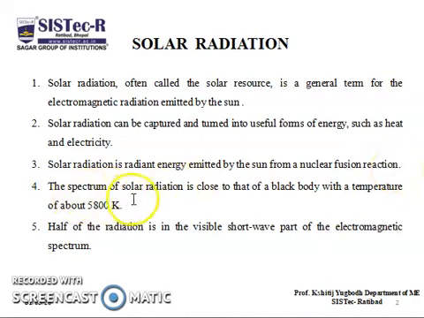Fourth, the spectrum of solar radiation is close to that of a black body with a temperature of about 5800 Kelvin. Half of the radiation is in the visible shortwave part of the electromagnetic spectrum. So it is clear from the definitions that solar radiations are the radiations coming from the sun in electromagnetic waves, and we can use all these waves for different purposes as per our requirement. The main reason for electromagnetic waves is the nuclear fusion process which takes place inside the sun, in which hydrogen is converted into helium.